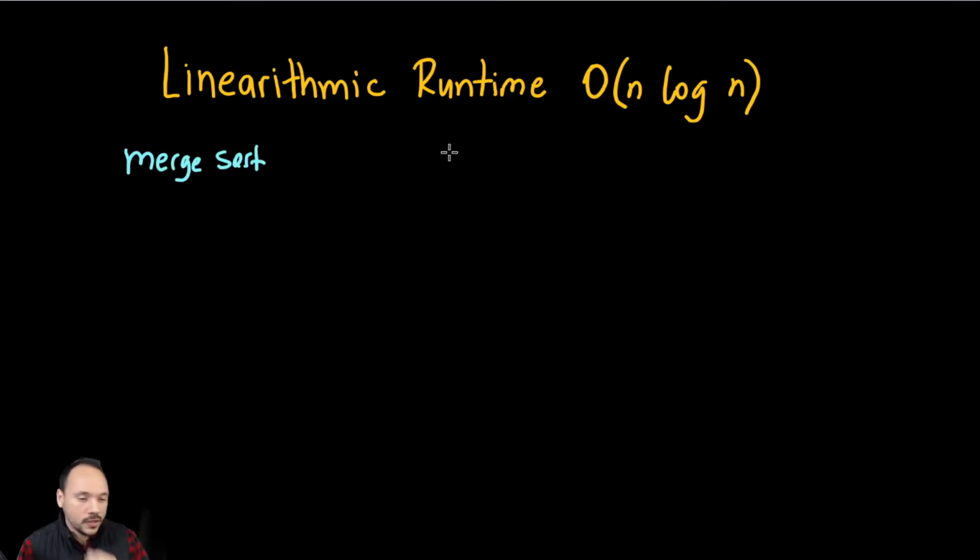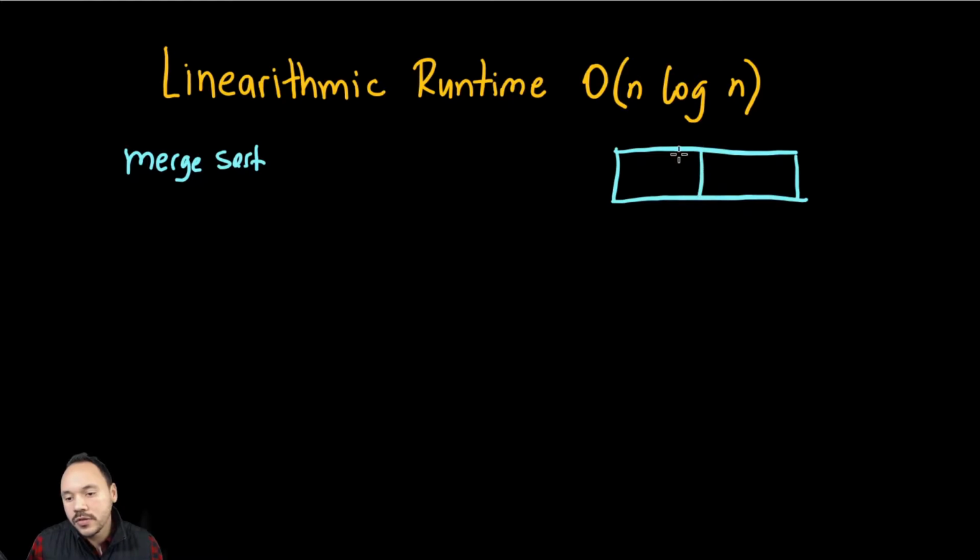Just to give an idea, merge sort is going to take an array. It's going to divide it in half each time. Let's change the color so it's easier to see. It's going to divide it in half, and then this half is going to divide again until it has actually only two elements. And then when it has two elements, it will sort them.